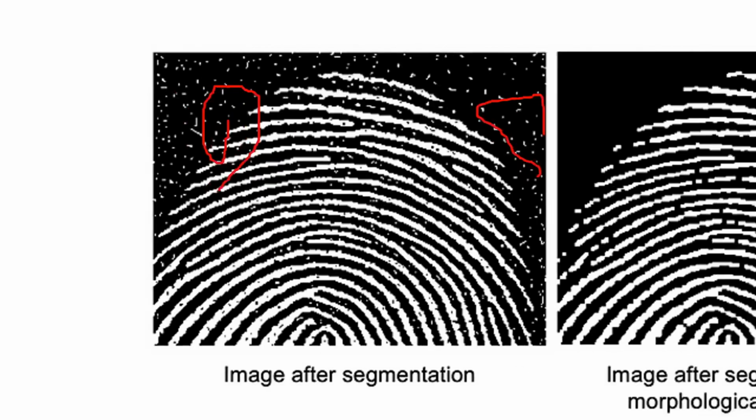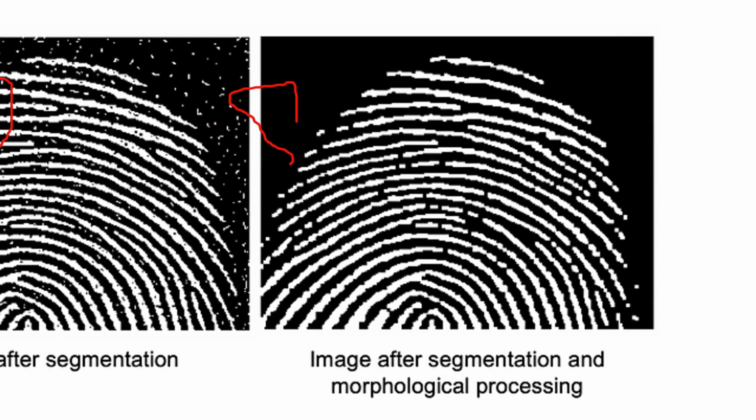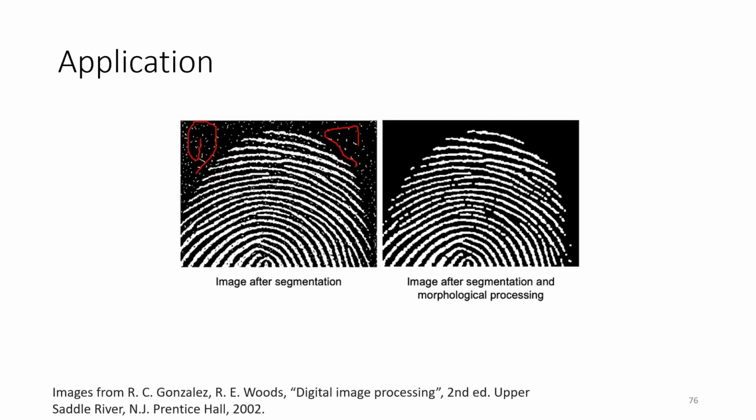And then if you use certain binary morphology operations, you can remove that. So you get a clear image, and you can use this image for your computer vision process, for example, fingerprint recognition and classification. So this is the reason why we need image processing, because image processing can give us a better input for our computer vision task.